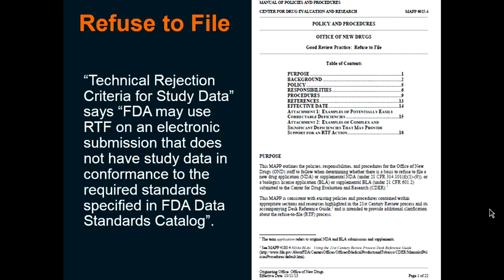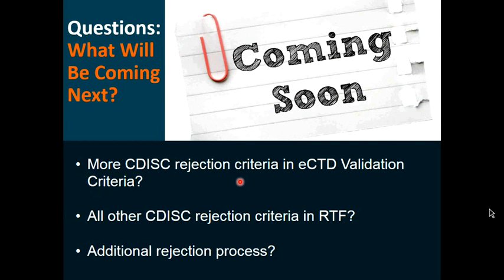In the rejection criteria for study data document, it says that FDA may use RTF, refuse to file, on any non-CDISC data. What that means is that FDA might use it or might not use it. They're not sure at this moment. So what is going to be coming? Are we going to have more CDISC rejection criteria in eCTD validation criteria? Or all other CDISC rejection criteria will be in RTF.